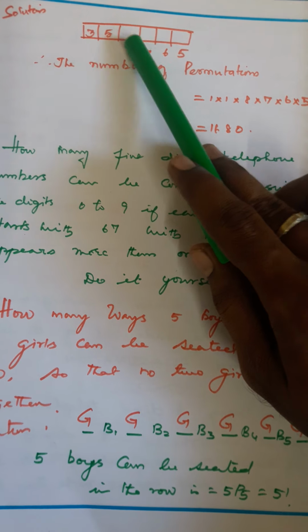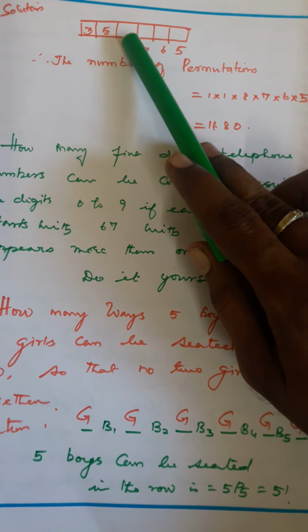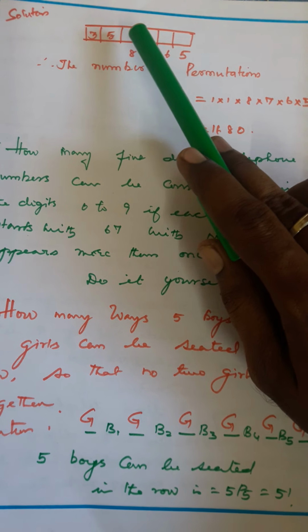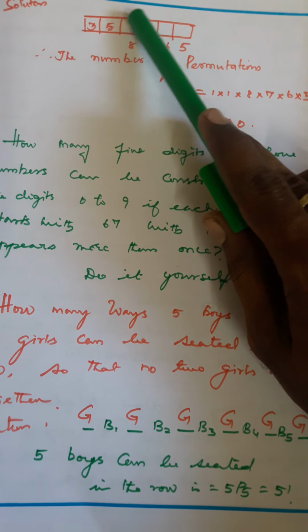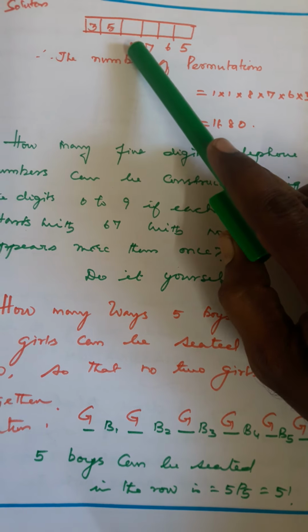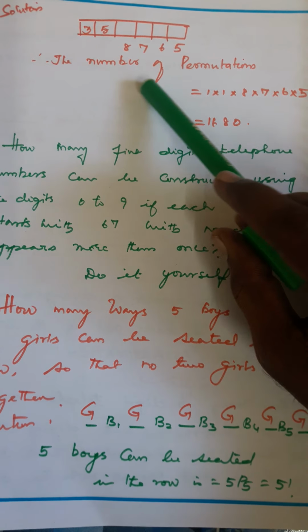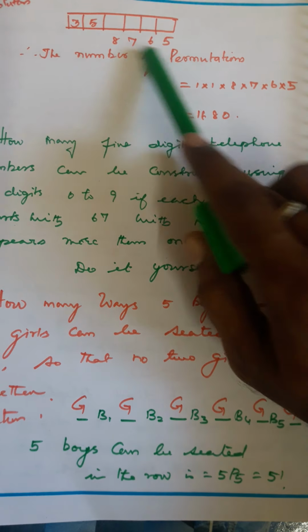They are 0, 1, 2, 4, 6, 7, 8, 9. So like that you have 8 numbers for this box. So that is 8. Once you place one number here, in the next place you have only 7 chances. Like that, in the next place you have only 6 chances. Here you have 5 chances. So the number of permutations is nothing but the product of the numbers.